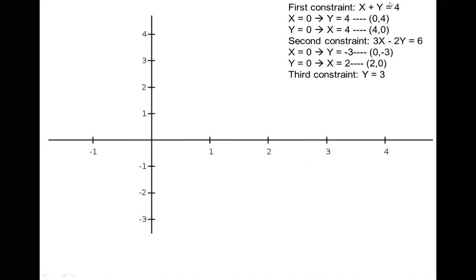Now I need to decide the points. The first points are 0, 4 and 4, 0, and then we have a line crossing these points. The second point is 0, negative 3. For the first one, I'm just approximating it. Now, before moving to the second constraint, the first constraint was greater than or equal, not equal only.